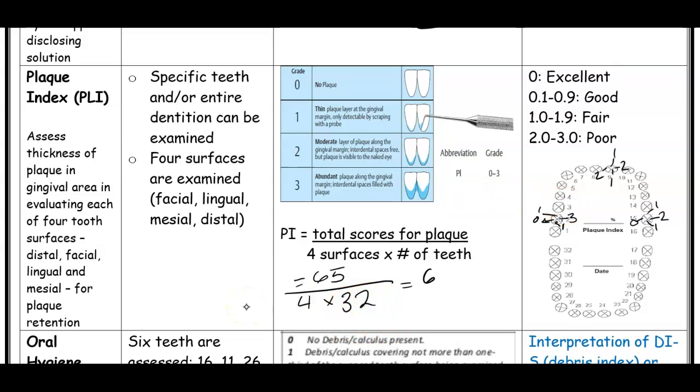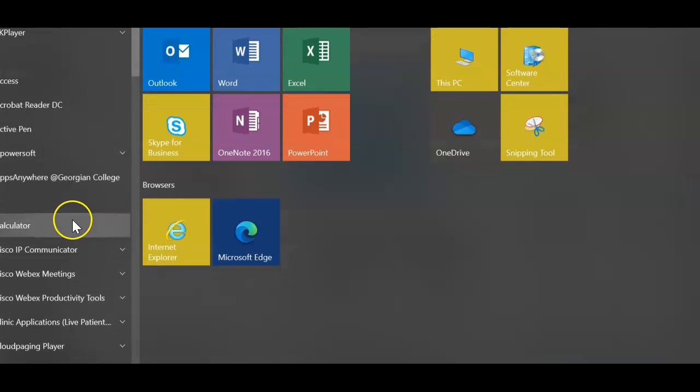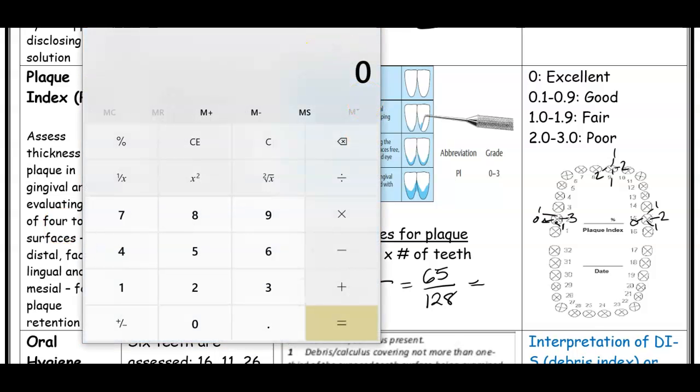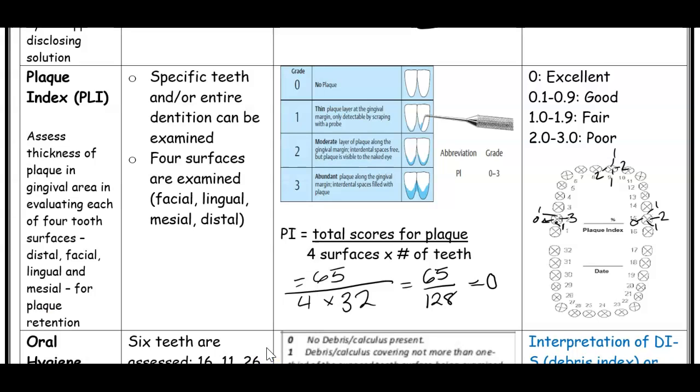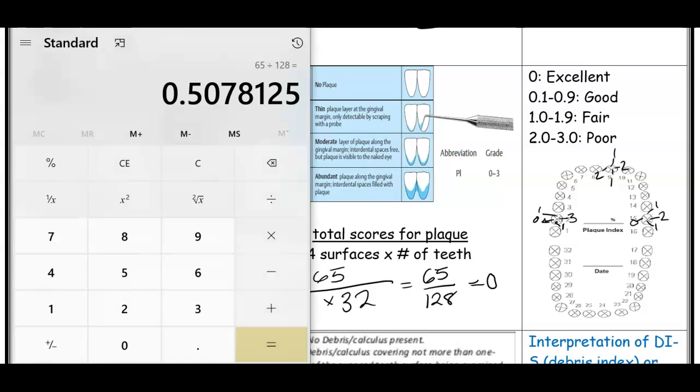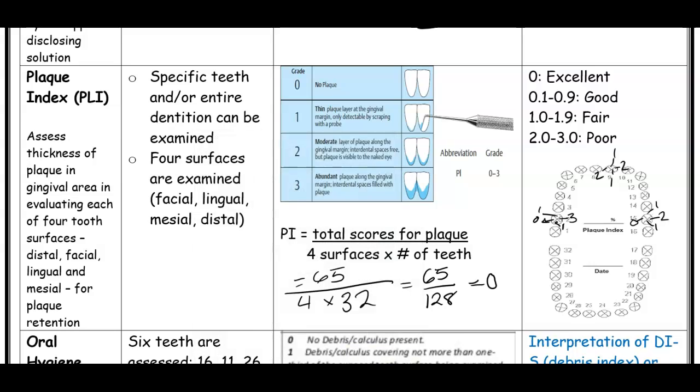So we go 65 over 128, and then, because I'm not good at math, I'm going to pull up a calculator, and we're going to go 65 divided by 128 equals 0.51. I'm just going to round this up, 0.51. Now let's figure out what this means.